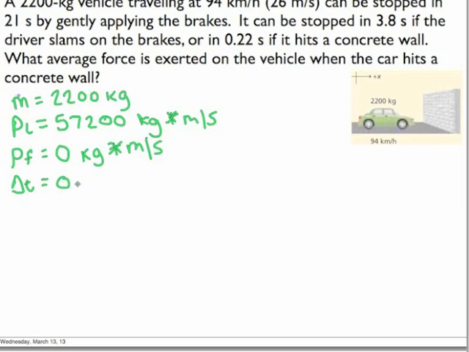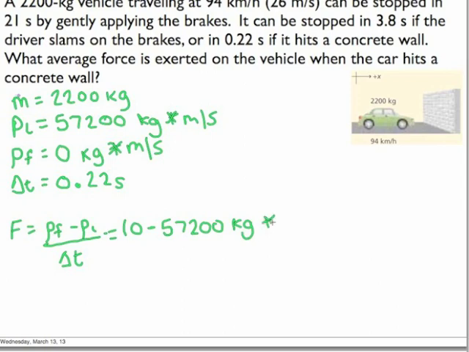And this is why if you hit a brick wall going full speed, it's going to hurt. We use the same formula: our final momentum minus our initial divided by our change in time. And we'll take our final momentum, which is 0 again, minus 57,200, divided by, and we use 0.22 for our time. And you can see our force is going to be huge. 260,000 newtons.